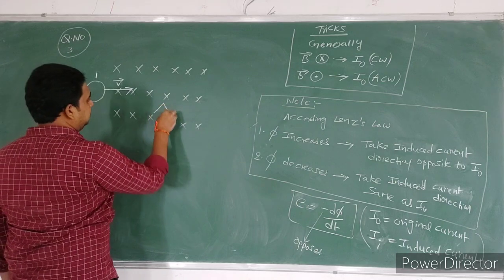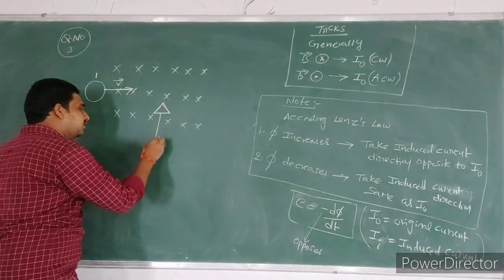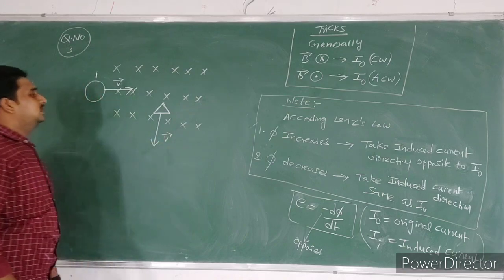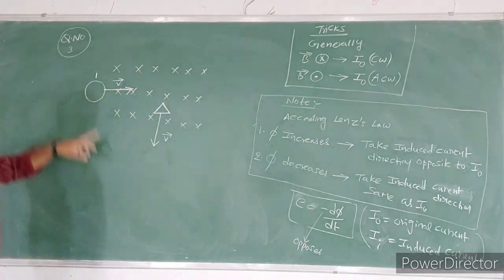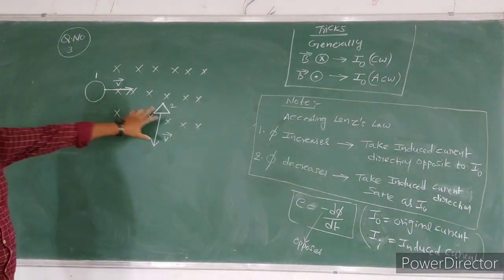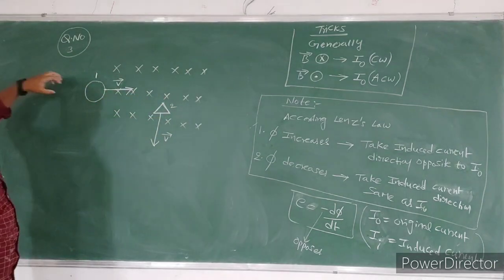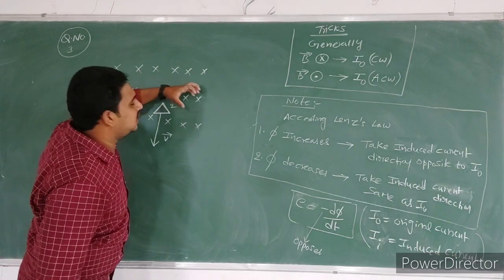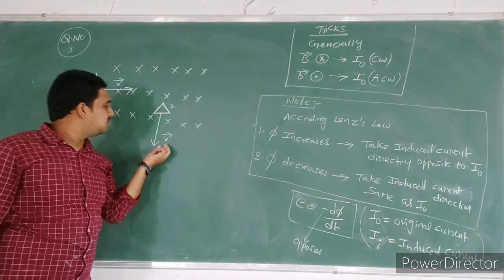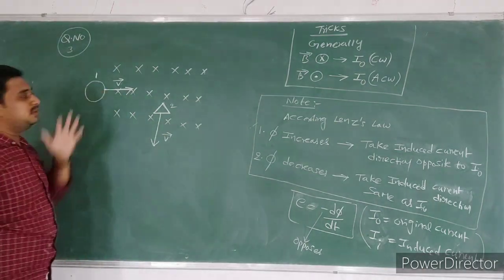Another conductor, a triangle, I consider. This is another current conductor leaving from this loop. This is moving outside with velocity v bar. In this question they gave two conductors: one is a circular shaped conductor and the other is a triangular shaped conductor. The circular shaped conductor enters into the magnetic field with the velocity v bar, and the triangular shaped conductor leaves from the magnetic field with the velocity v bar.